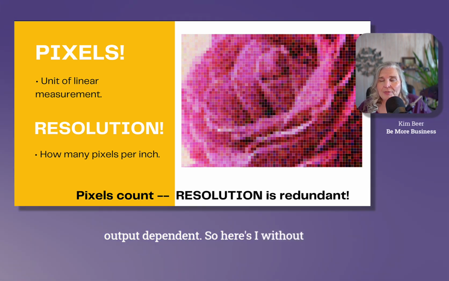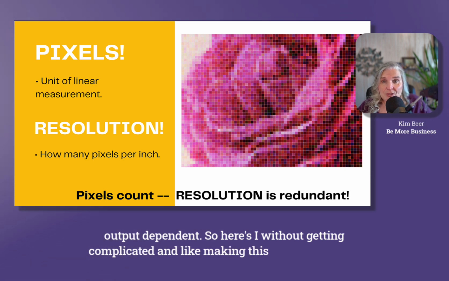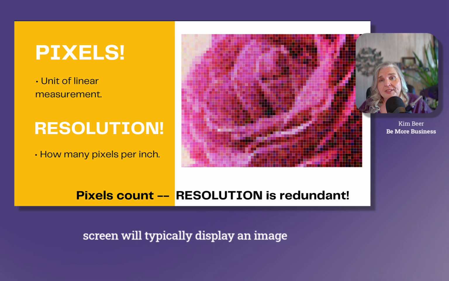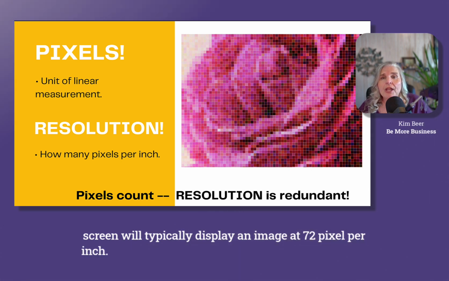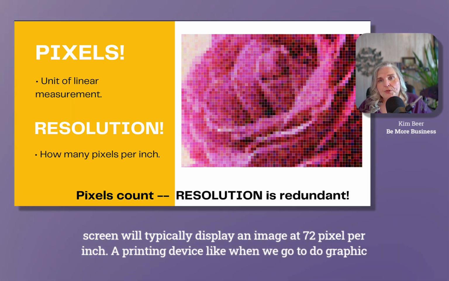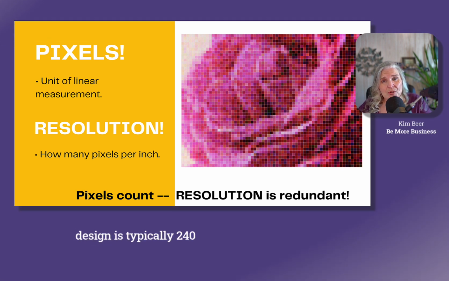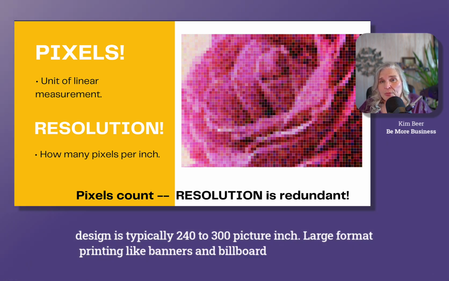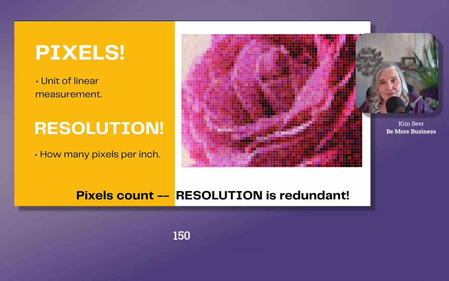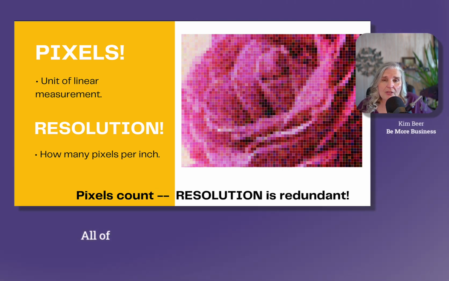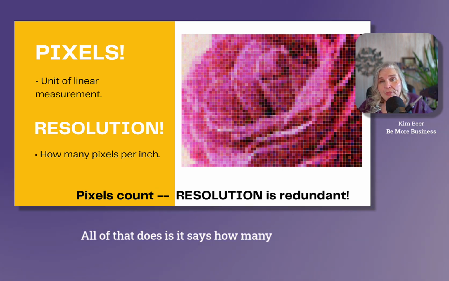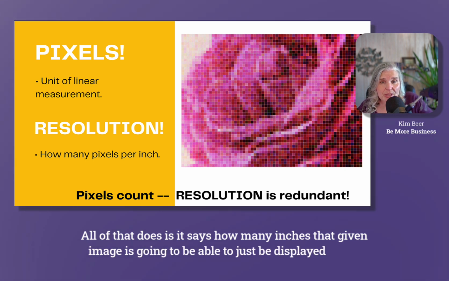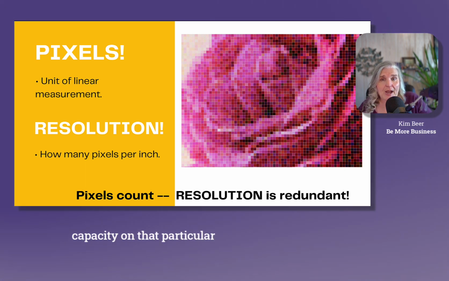So without getting complicated and making this worse for you, a screen will typically display an image at 72 pixels per inch. A printing device, like when we go to do graphic design, is typically 240 to 300 pixels per inch. Large format printing, like banners and billboards, will typically be at 150 pixels per inch. All of that does is say how many inches that given image is going to be able to be displayed at full capacity.